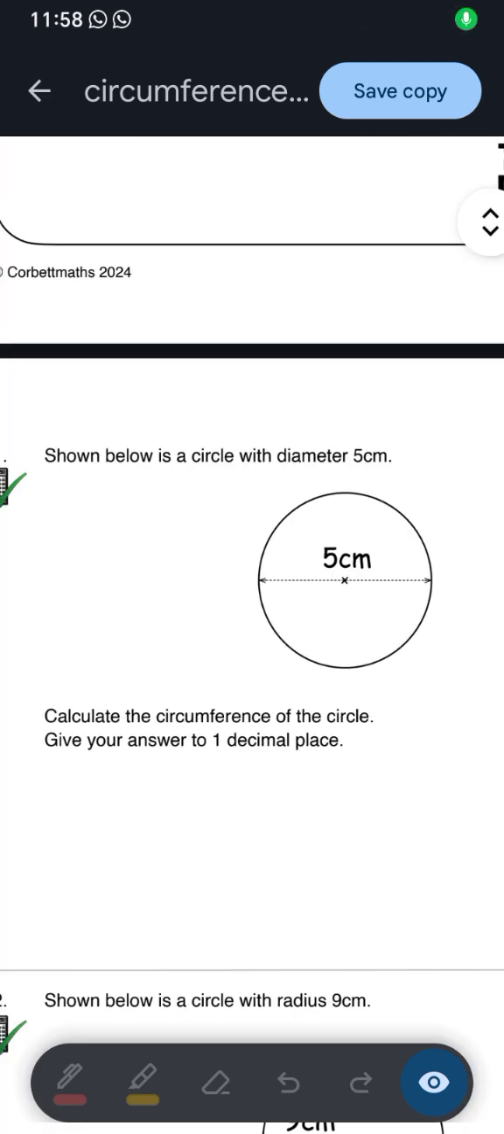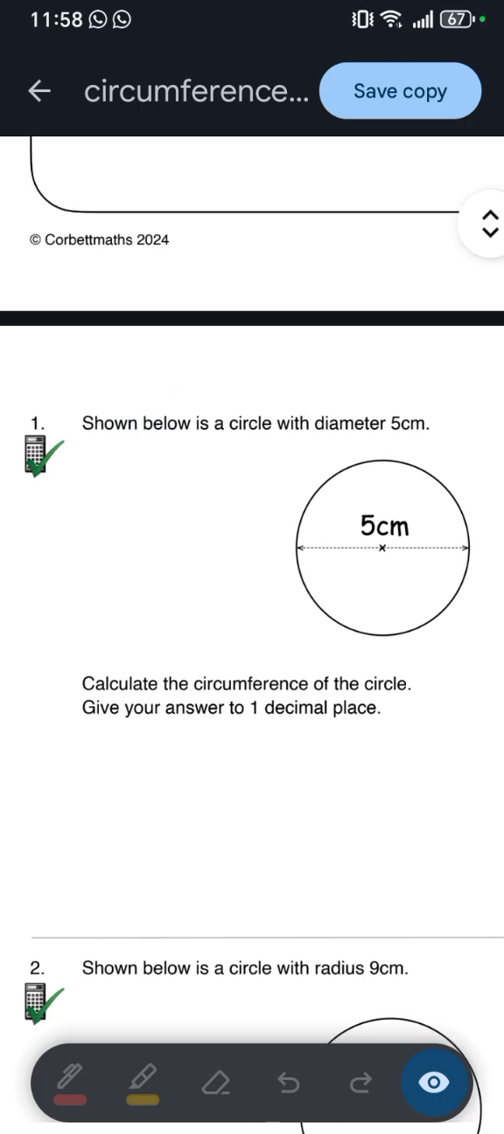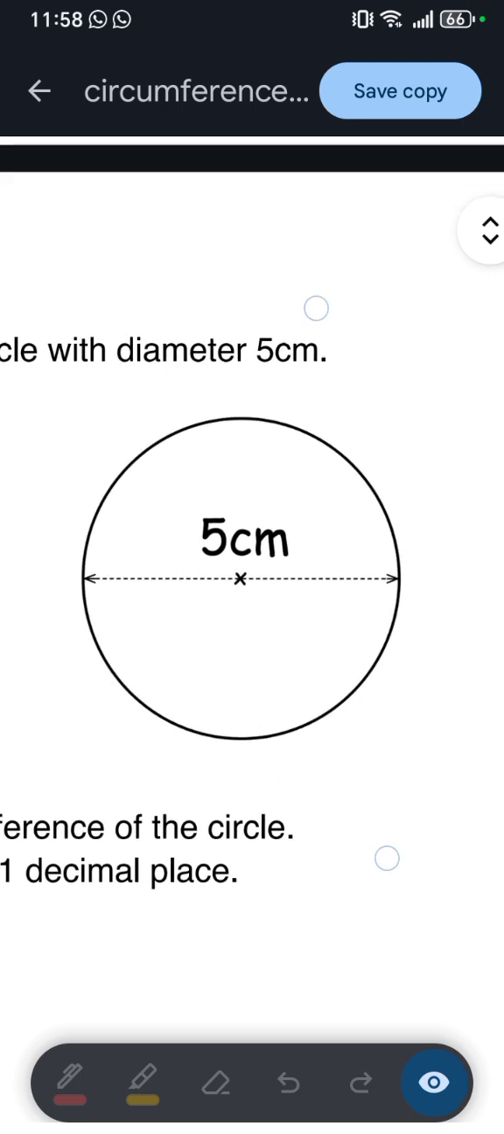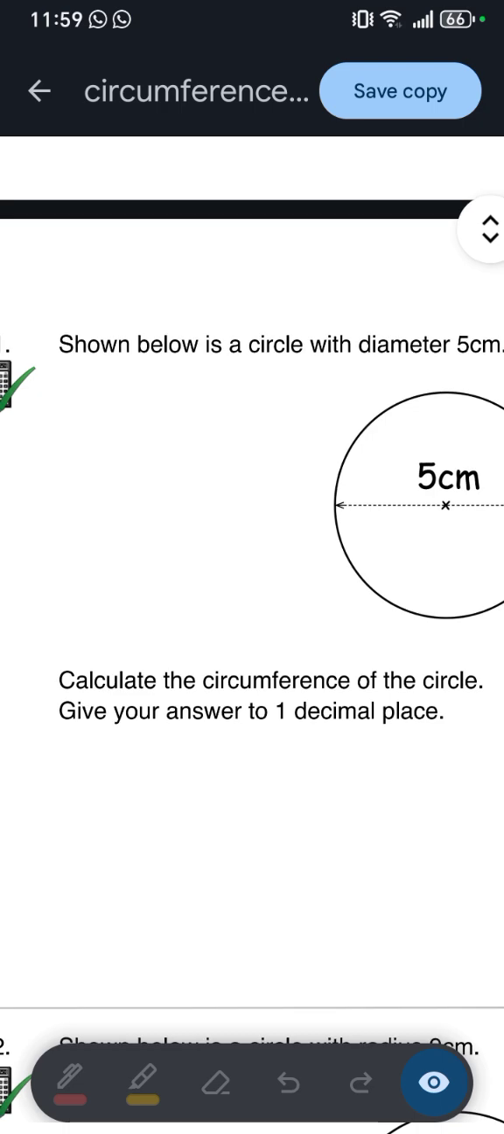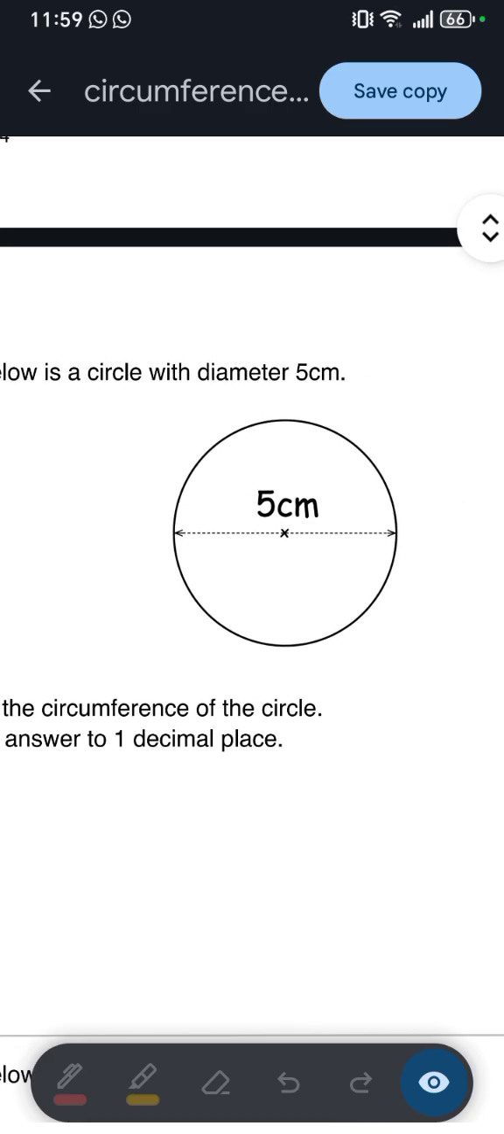Okay guys, so the question here says number one, shown below is a circle with the diameter of 5 centimeters. So guys, as you can see, the diameter obviously is this space inside the circle. The circumference is the distance around the outside of the circle. So the inside is 5 centimeters. The question says calculate the circumference of the circle. Give your answer to one decimal place.